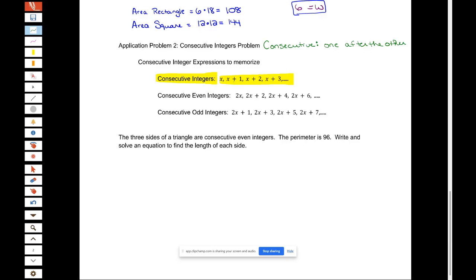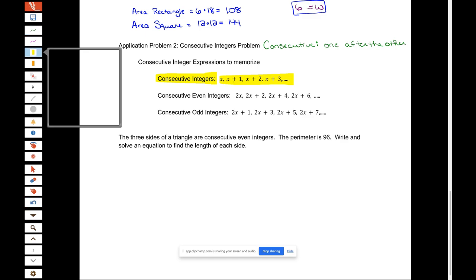If it tells you you only have 3 consecutive integers, then you will just use the first 3 expressions. If it tells you you have 4, you will use those. If it tells you you have 5, then you're going to have to add in x plus 4 and keep going until you're done. All right, so those are consecutive integers.